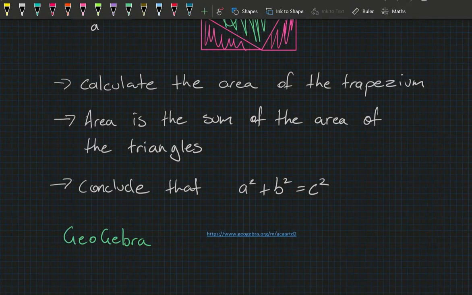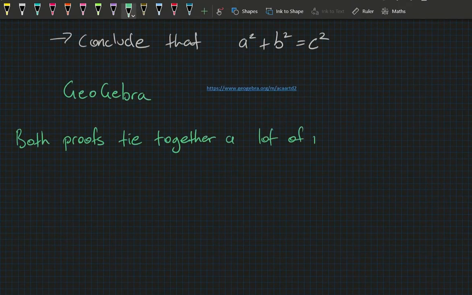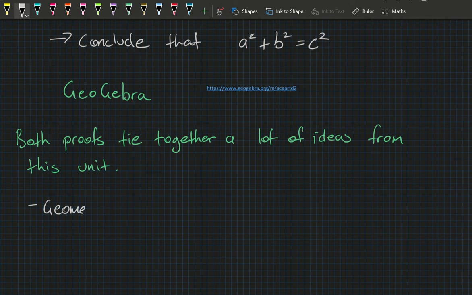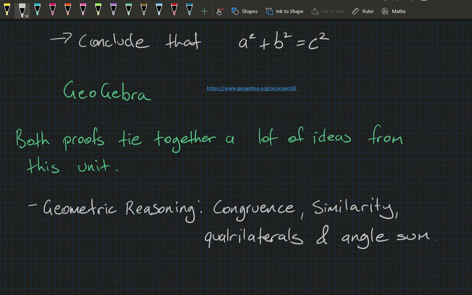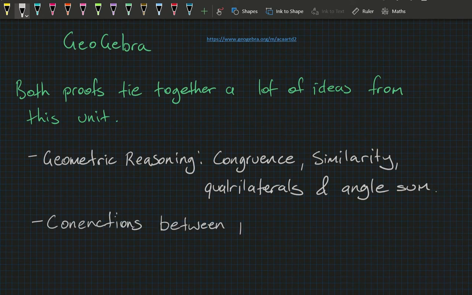Both of these proofs are going to tie together a lot of ideas from this unit, such as geometric reasoning with congruence, similarity, quadrilaterals and angle sum, and there'll be connections between perimeter and area.